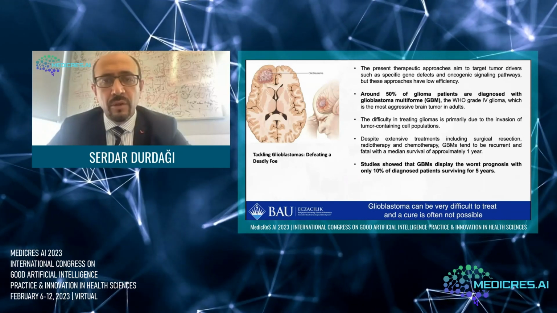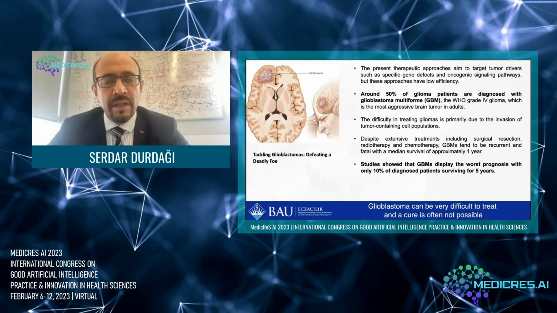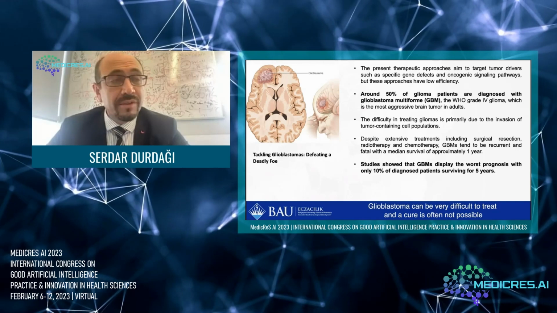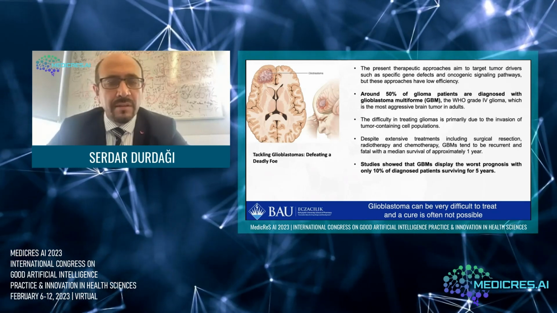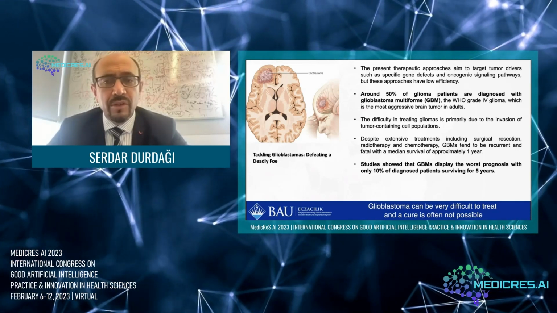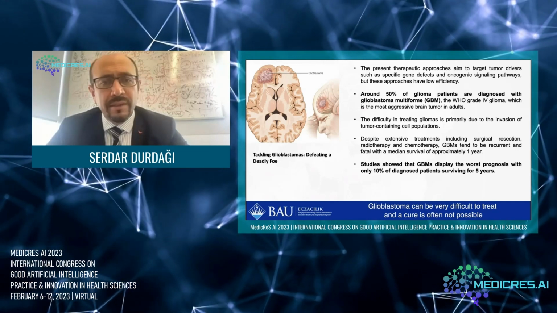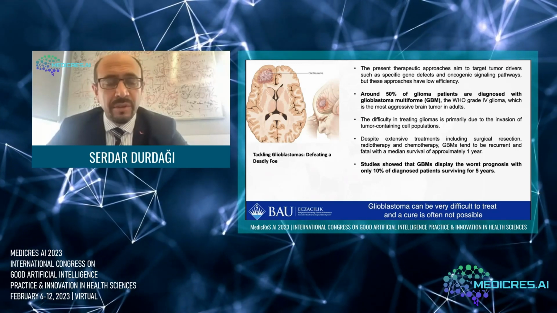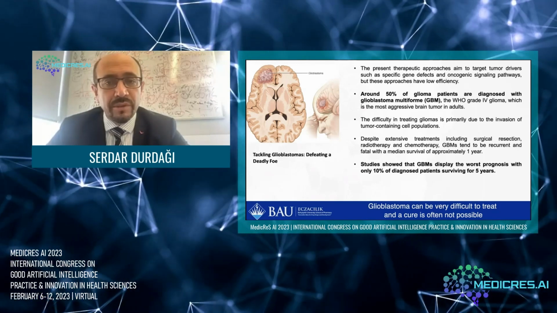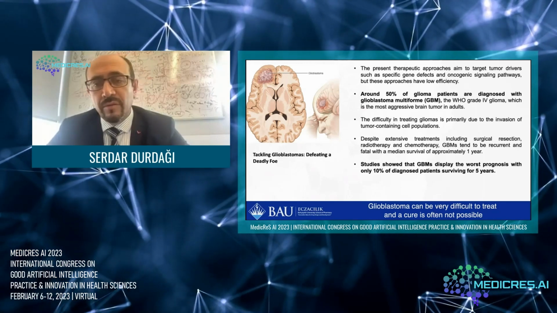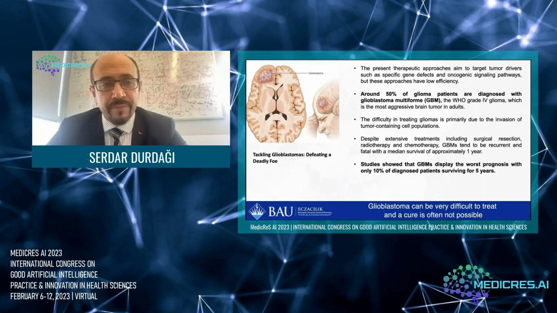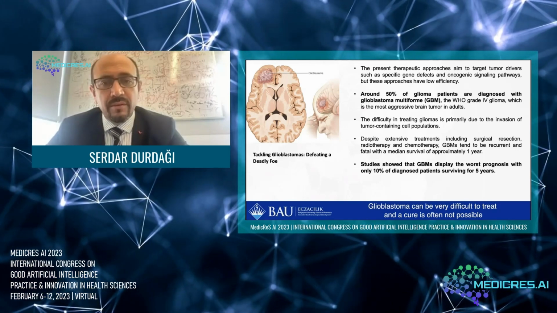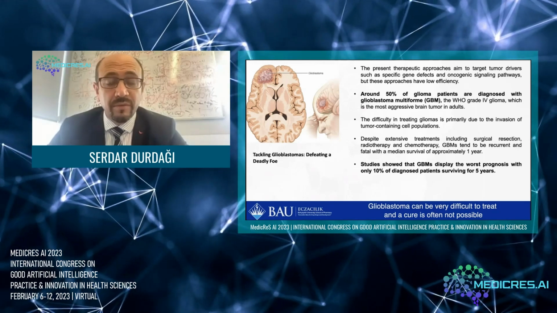Around 50% of glioma patients are diagnosed with GBM. The WHO, World Health Organization, grade IV glioma is the most aggressive brain tumor in adults. The difficulty in treating gliomas is primarily due to the invasion of the tumor-containing cell populations. Despite extensive treatments, including surgical resection, radiotherapy, and chemotherapy, GBMs tend to be recurrent and fatal, with a median survival of around 1 year, unfortunately. Studies show that GBMs display the worst prognosis, with only 10% of the diagnosed patients surviving for 5 years.